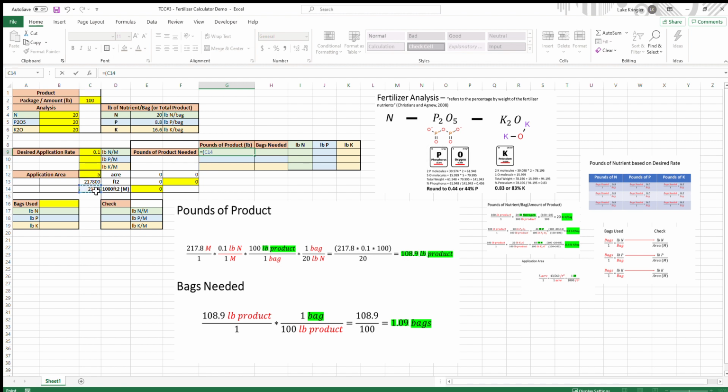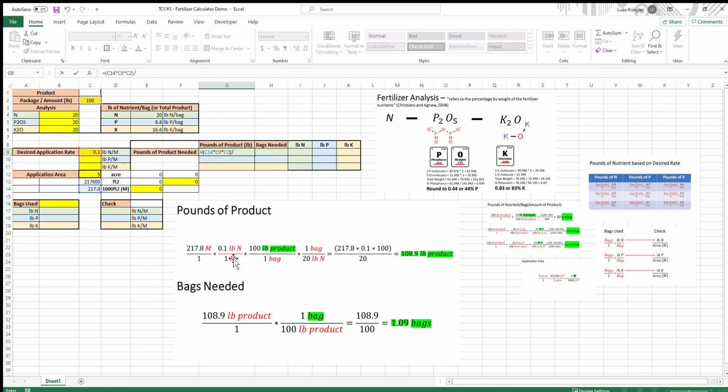So it's going to be the C14, and that is multiplied by our desired rate of nitrogen, which is this cell here, C9. And then we're going to multiply by 100 pounds of product. So where do we have our 100 pounds of product? That's up here in C2. That's it for the numerator calculation. So we're going to close our parenthesis, and we're going to divide.